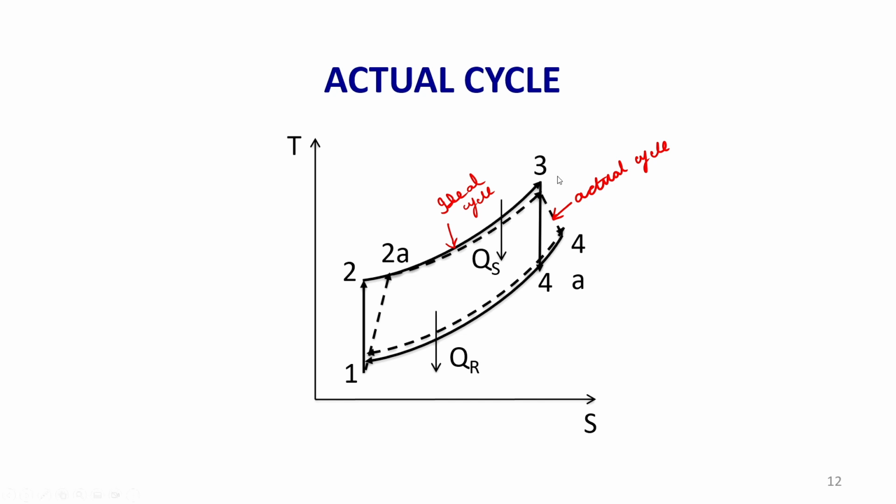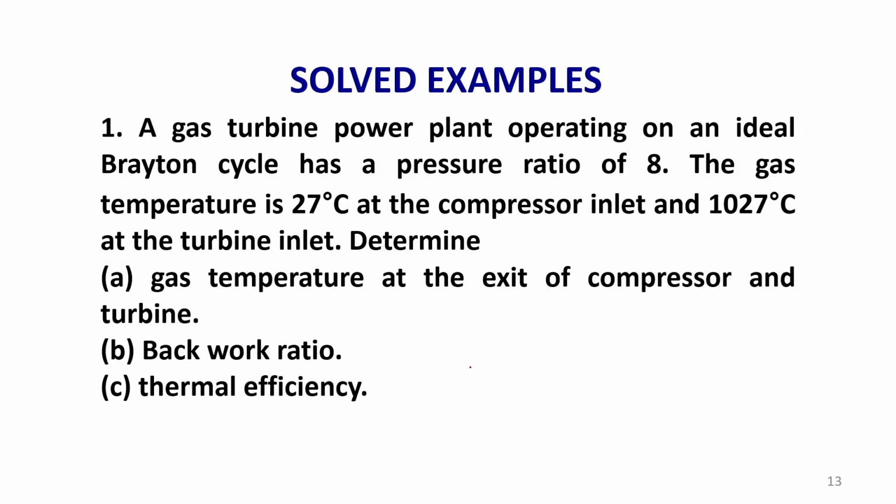Let me correct this one, because of some system compatibility issue. So, QS is the amount of heat supplied during the process 2 to 3, and QR is the amount of heat rejected during the process 4 to 1. So, this is, in terms of the TS plot, how the actual cycle deviates from the ideal cycle. With this background, let us solve some numerical questions.